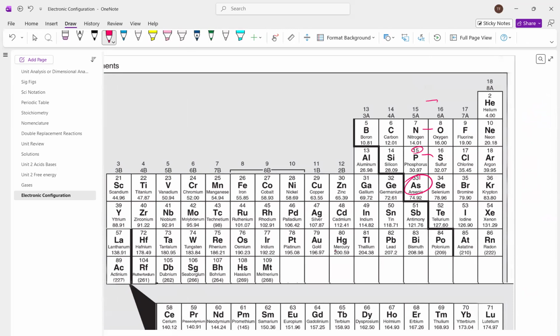Now, when we go below here, things get a little trickier. So we're not going to go there yet. In fact, I'm not sure I can go there today. I don't know.